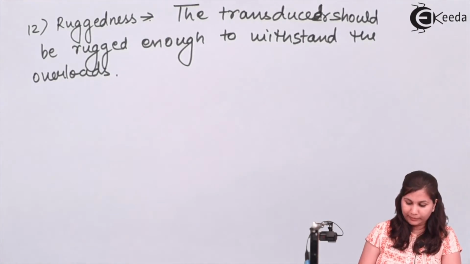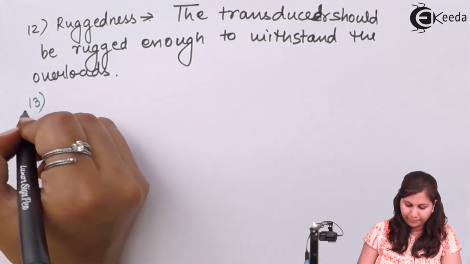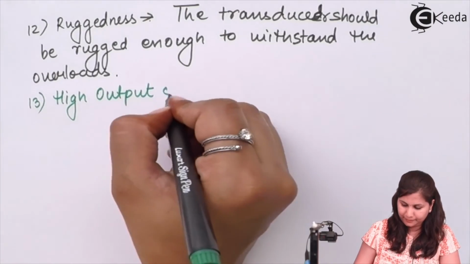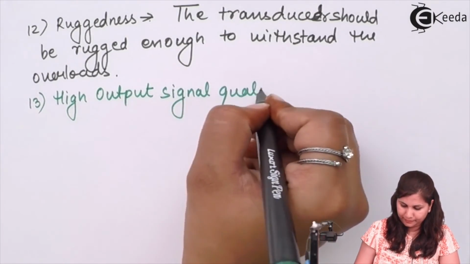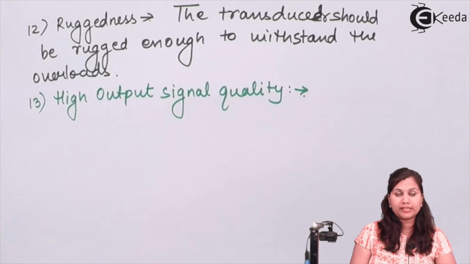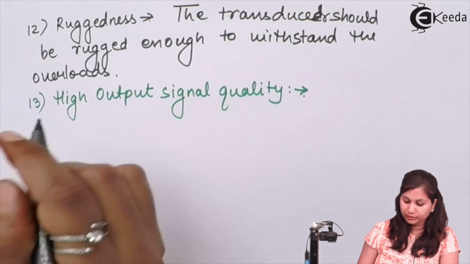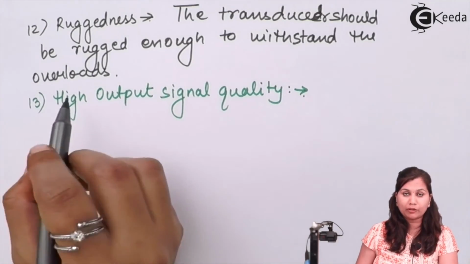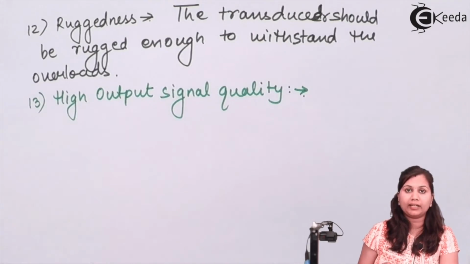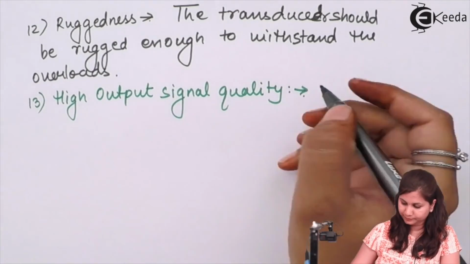Now, the next requirement is the quality of the output signal. It should be good enough from the transducer. It should not be affected by noise and environmental factors. So it is required that a transducer give an output signal of high quality.